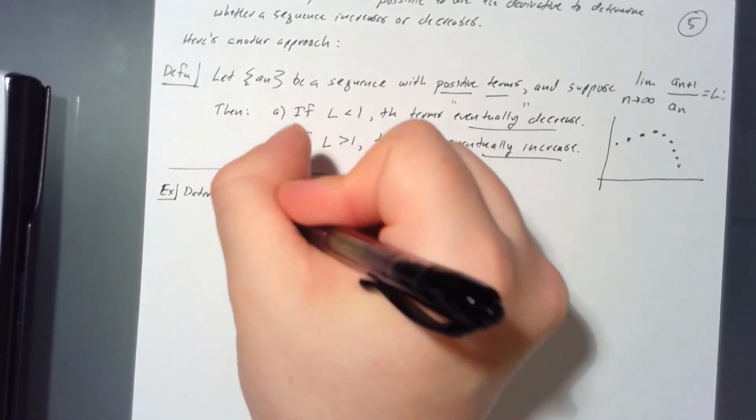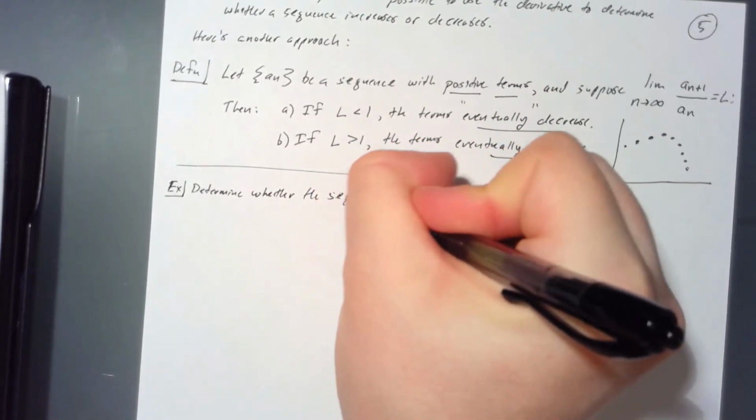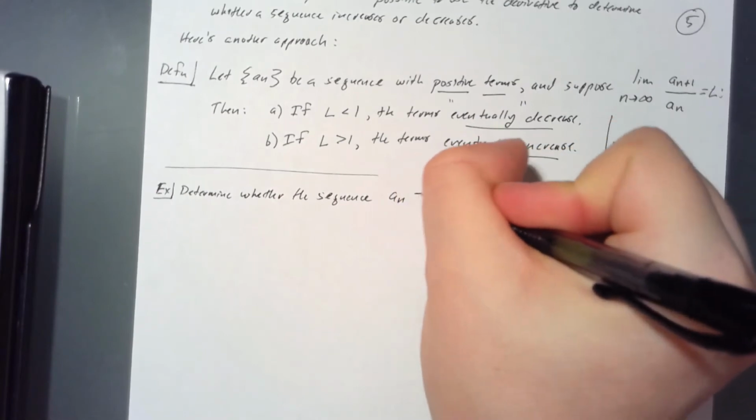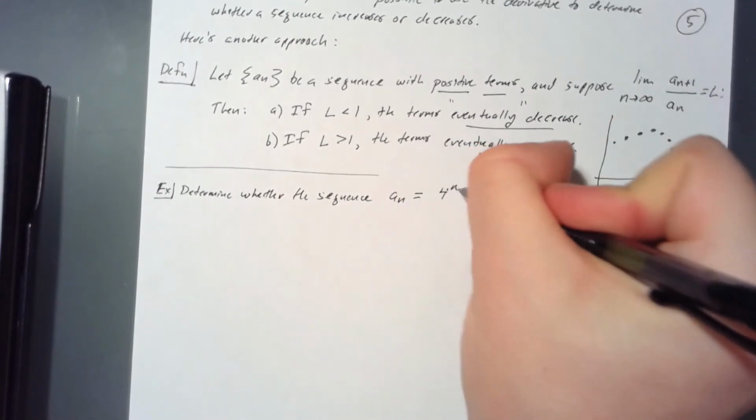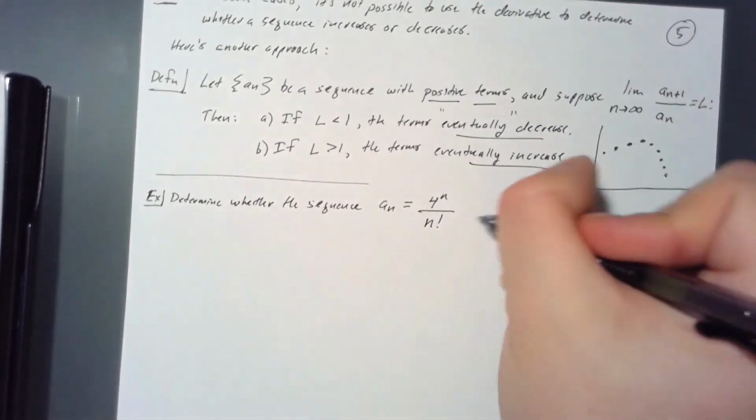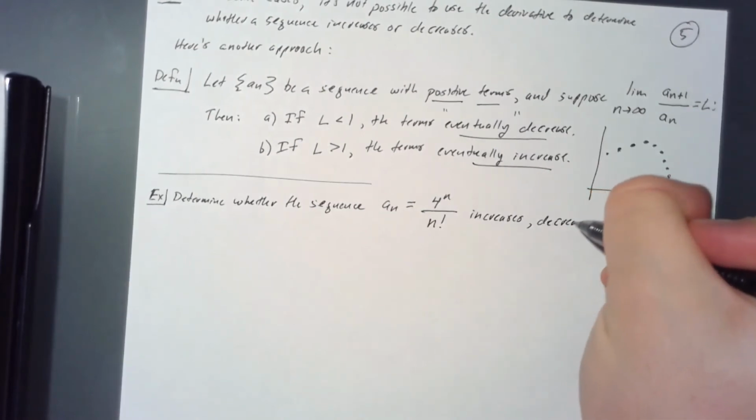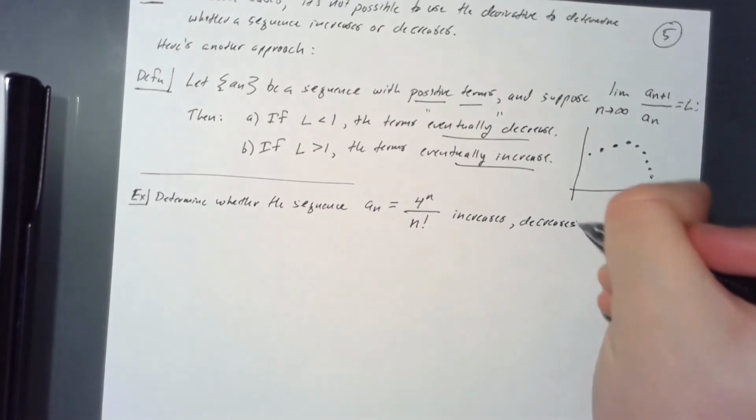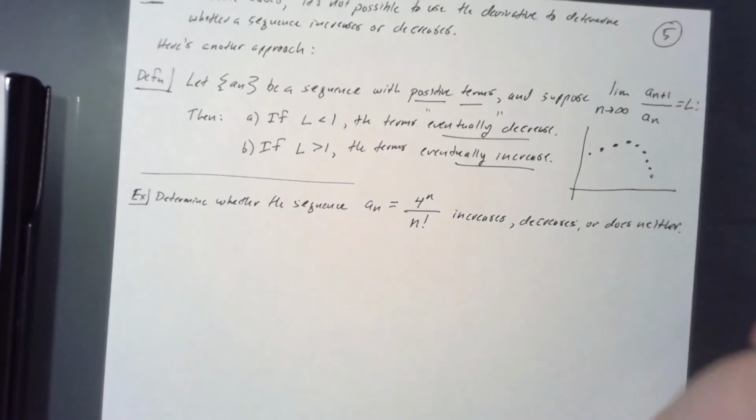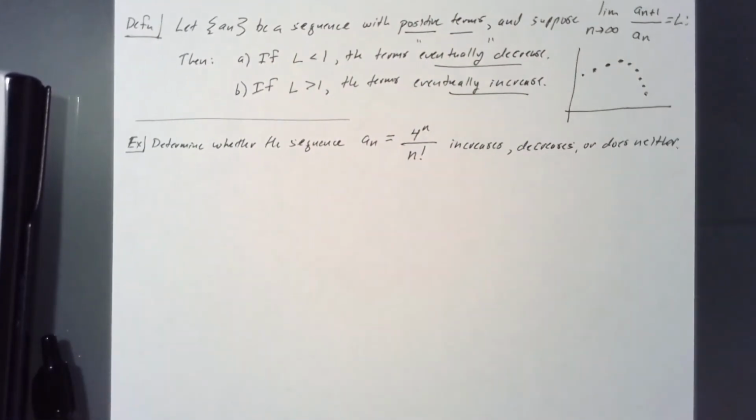Determine whether the sequence a sub n, you're going to love this, 4 to the nth power divided by n factorial, increases, decreases, or does neither. All right. Oh, factorial. Oh boy. No one likes that.